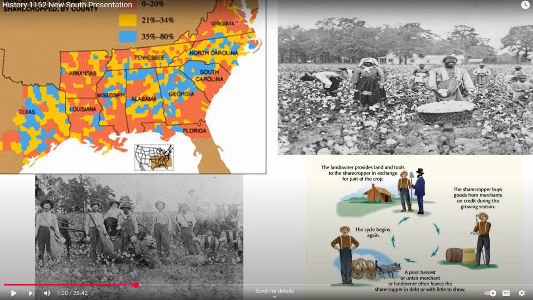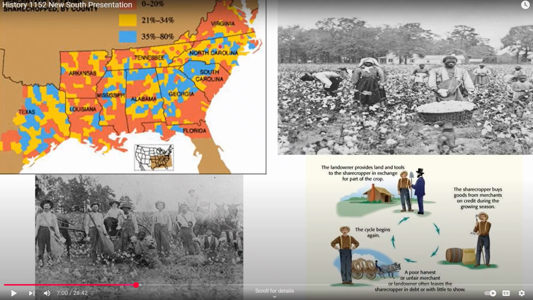In this map here, it shows where sharecropping is the most common by county. You'll notice the area in blue is where there's the most sharecropping by percentage, and the area in red, there's the least sharecropping. So the fringes of the South, the upper South, parts of Florida way down south, where there's less development and settlement, there's less sharecropping.